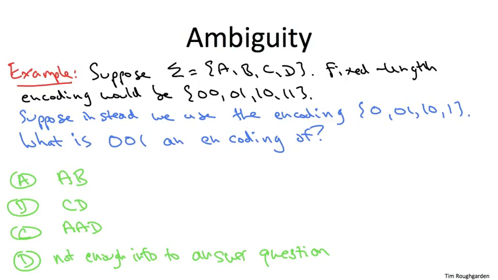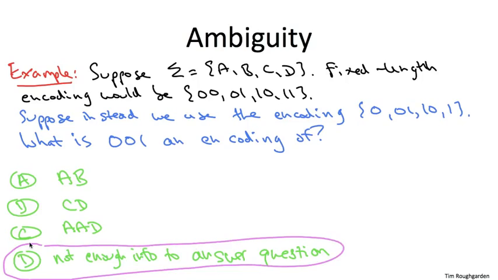All right, so the answer is D. There is not enough information to know what 001 was supposed to be an encoding of. The reason is that having passed to a variable length encoding, there is now ambiguity. There is more than one sequence of original symbols that could have led under this encoding to the output 001. Specifically, answers A and C would both lead to 001. The letter A would give you a 0, the letter B would give you a 01, so that would give you 001. On the other hand, AAD would also give you 001, so there's no way to know.